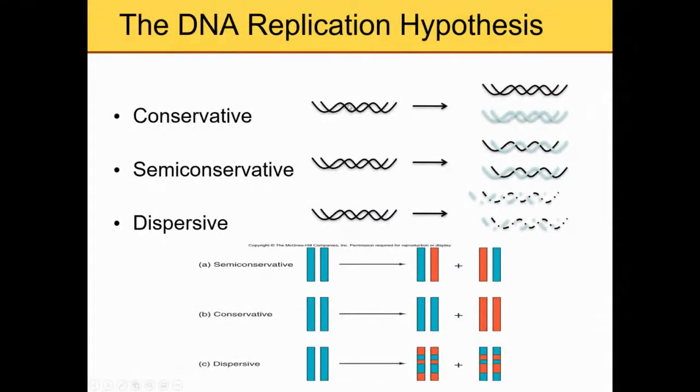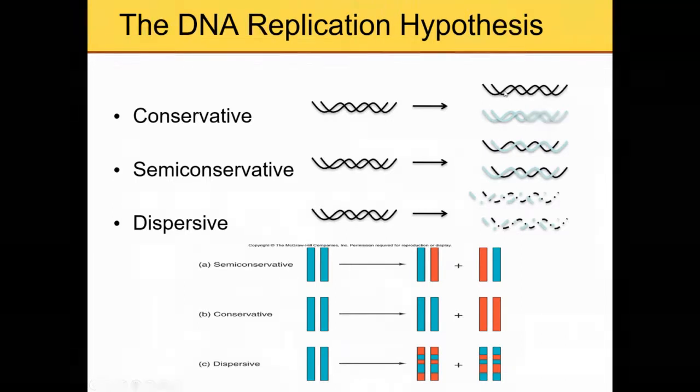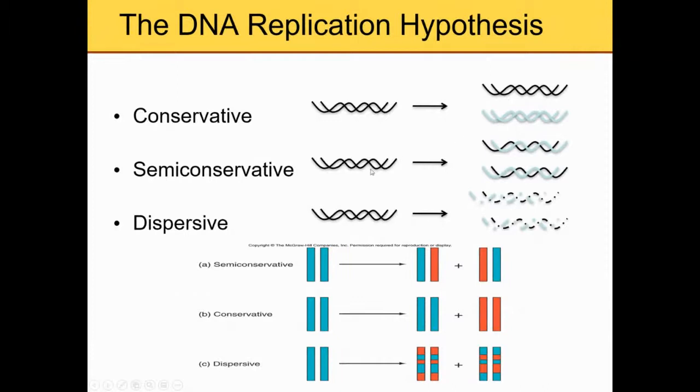conservative, you have N15, N15, and then after one generation, you should have 15, 15 and 14, 14. Or you can have semi-conservative, which would be one band of a 14, 15 mixture. Or the dispersive, which can also be the 14, 15 mixture. Only conservative will show two different bands, while semi-conservative and dispersive will show only one band because it will be the N14, 15 hybrid.